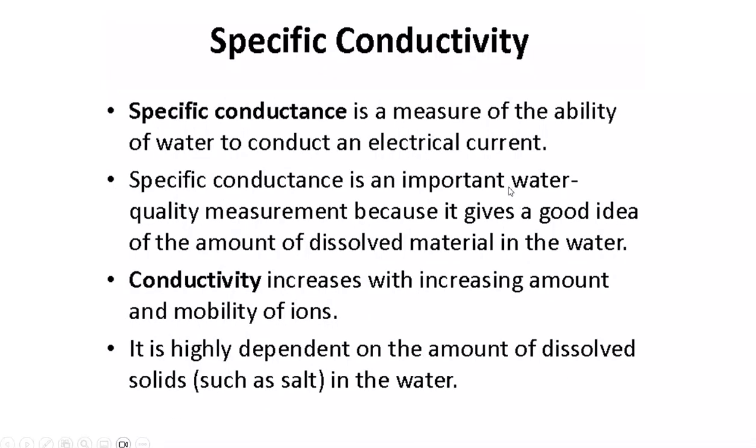Then we have specific conductivity. Specific conductance is a measure of the ability of water to conduct an electrical current. Specific conductance is an important water quality measurement because it gives a good idea of the amount of dissolved materials inside the water. Conductivity increases with increasing amount and mobility of the ions. It is highly dependent on the amount of dissolved solids such as salt in the water.